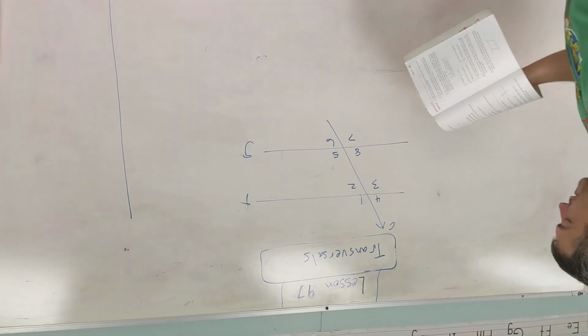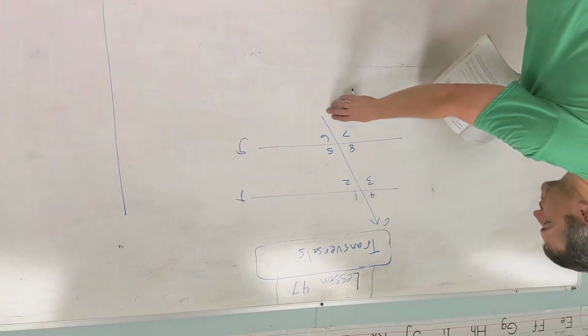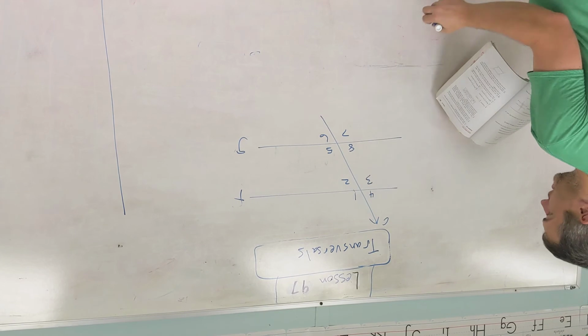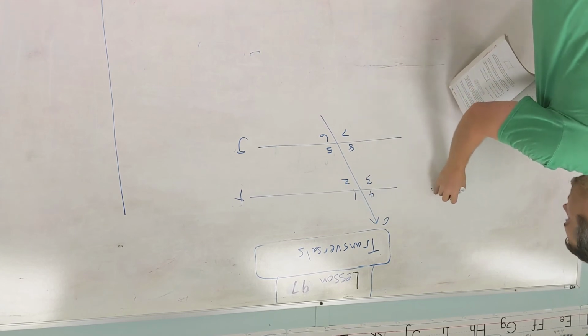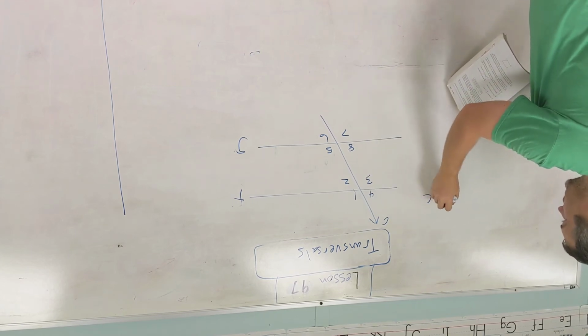It's asking you a few questions. It's asking which line in the figure at the right is a transversal. So this is the transversal that goes across the two parallel lines. So we're going to say that line C is the transversal.